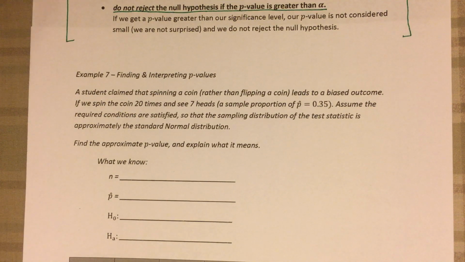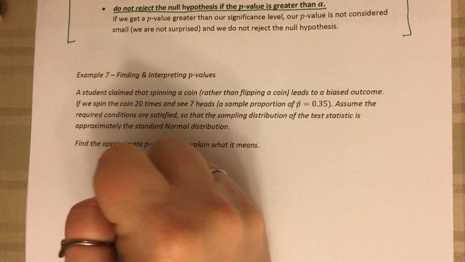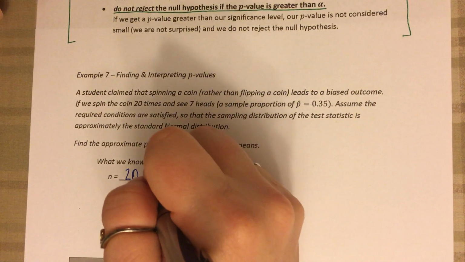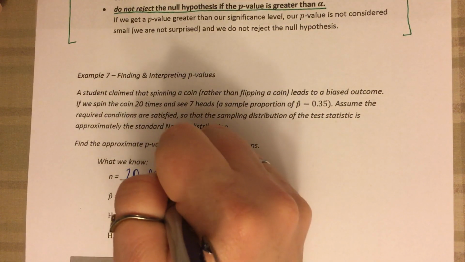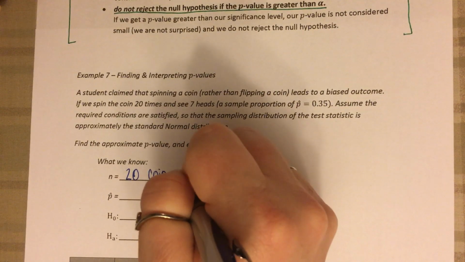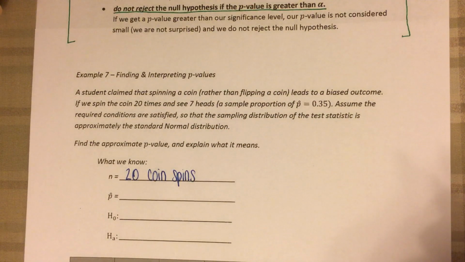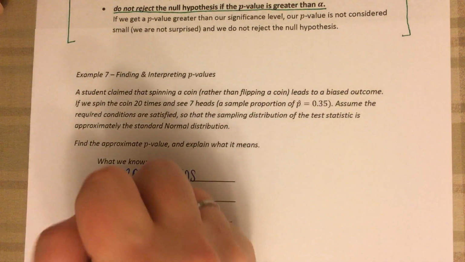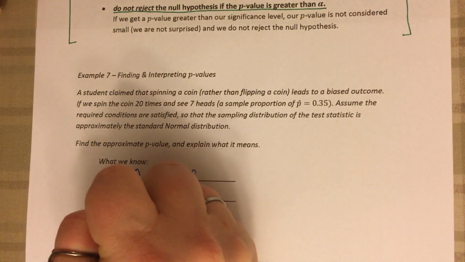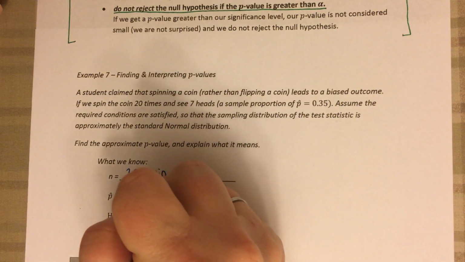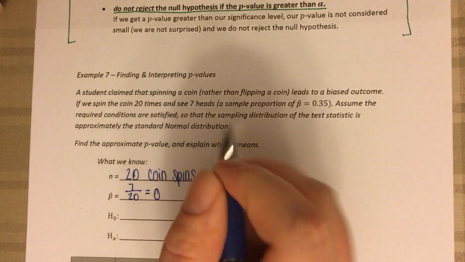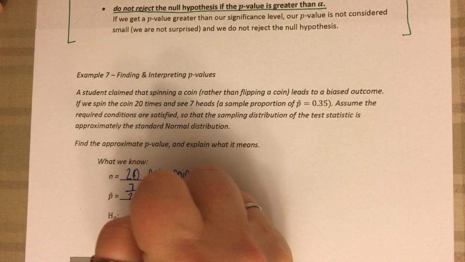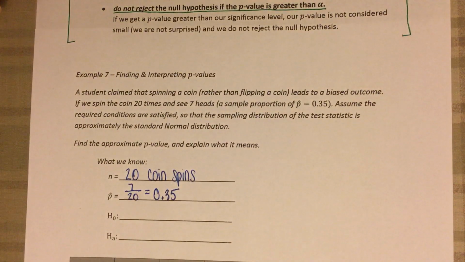Our n is our sample size. In this case, we're looking at 20 coin spins. Our p-hat is the amount that gave us heads, so our 7 out of 20 is going to give us 0.35, or 35%, if we divide it out.